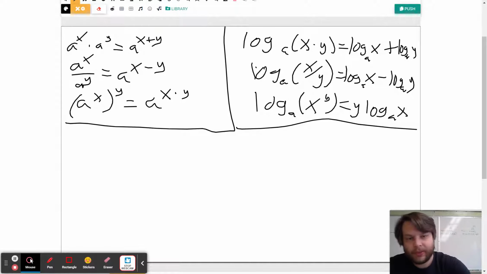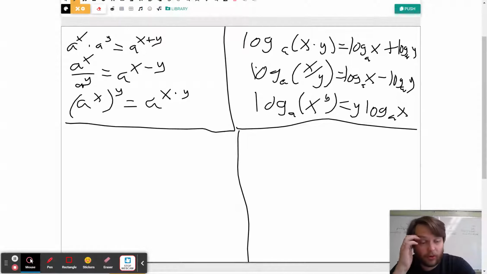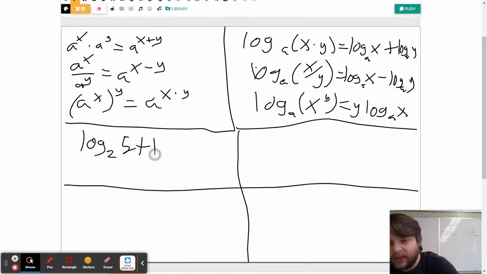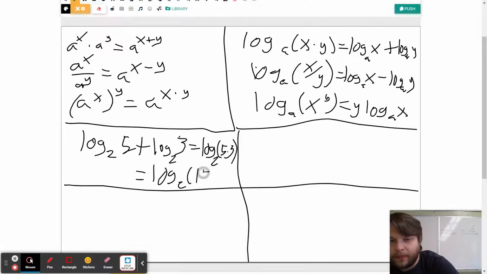So you will see some examples where you are asked to either expand or condense a logarithmic expression. I'll give you two examples of each, an easier version and a harder version. So the easier version, let's say we had something like log base 2 of 5 plus log base 2 of 3. I can multiply 5 times 3, and I can even calculate 5 times 3 is 15.